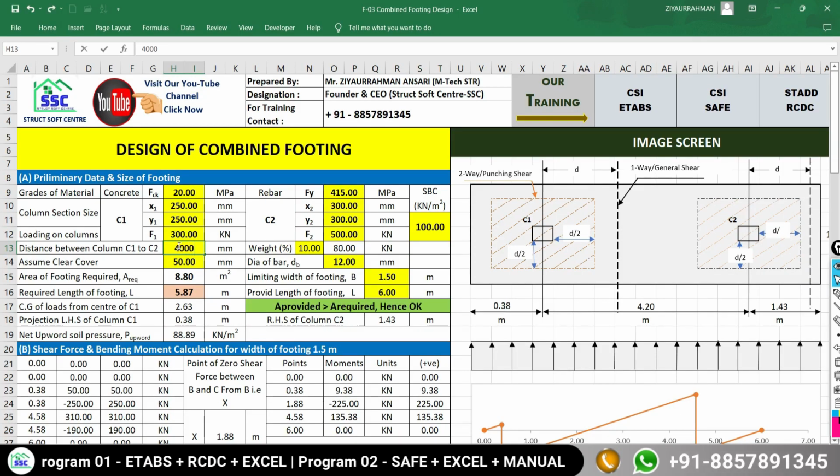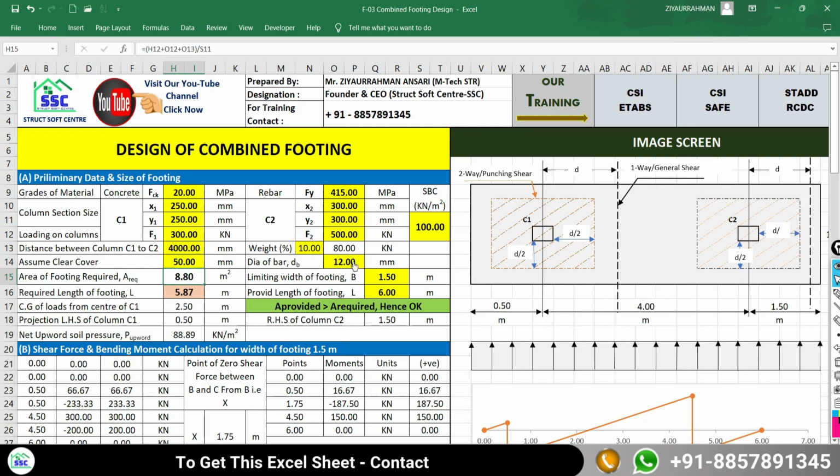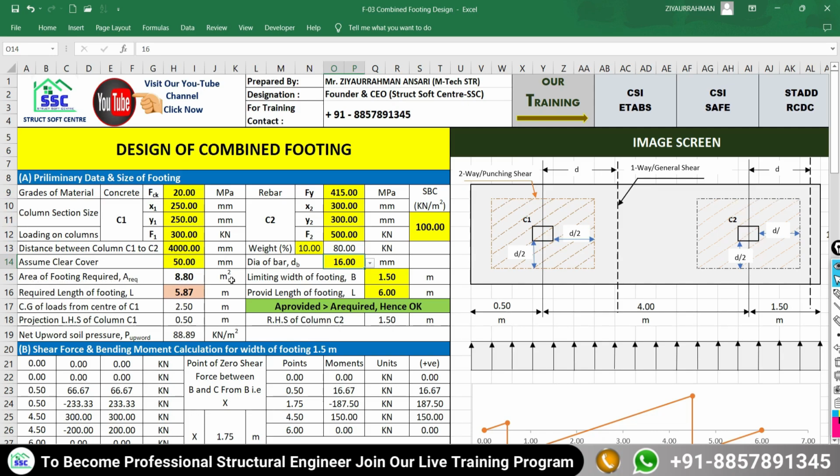And the self weight of the foundation we are going to consider as 10% of the load coming from both of the columns. Now we have to assume the clear cover, so I am going to assume it as 50 mm, and the diameter of bar I am going to consider as 16 mm. In respect of all this given data, the area of footing required is 8.8 meter square.